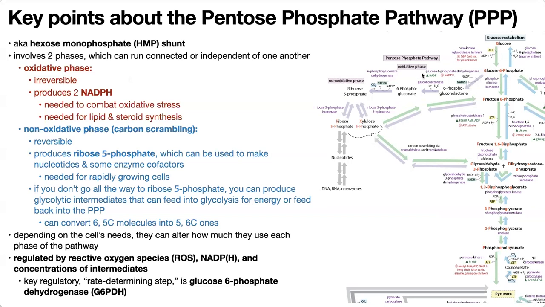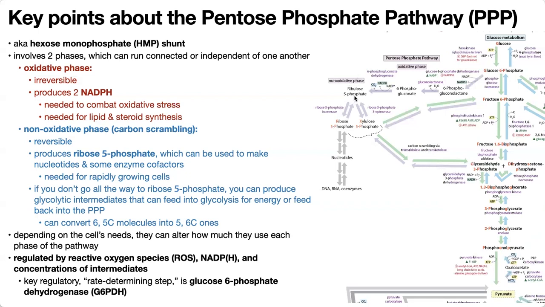It happens in 2 phases, an oxidative phase and a non-oxidative phase. In the oxidative phase, you generate 2 NADPH and you lose a carbon as CO2. So you're going from a 6-carbon sugar to a 5-carbon sugar, ribose 5-phosphate. The NADPH is the main thing we get out of there, and it's needed to combat oxidative stress. It's used to regenerate antioxidants like glutathione, and it's also used for the synthesis of lipids, the making of steroids, and various anabolic reactions where we need that NADPH.